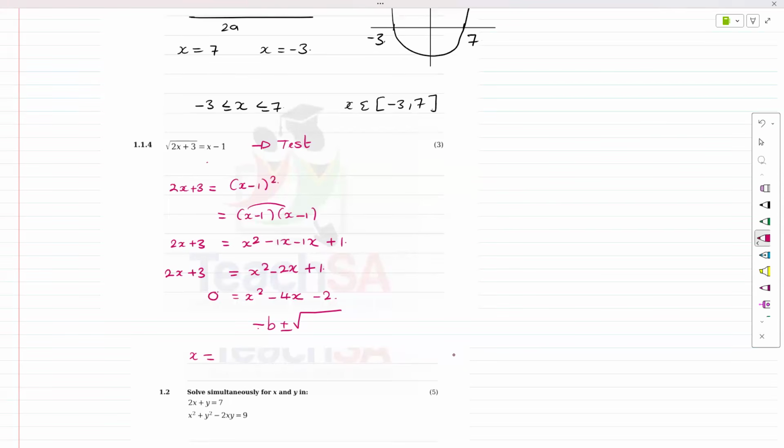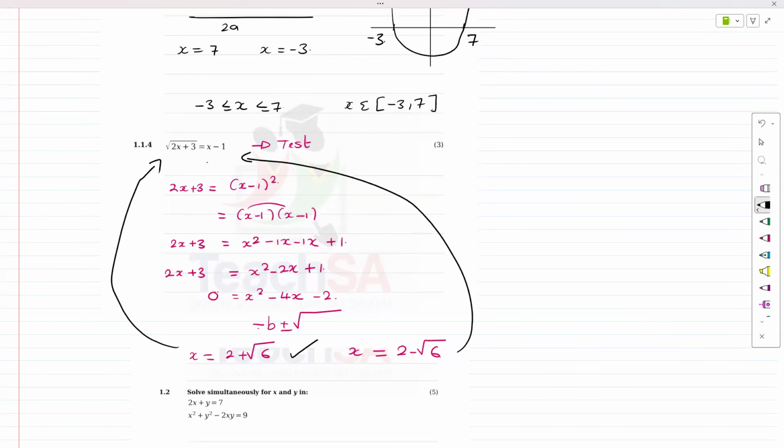Guys, I get an answer that makes me think I'm wrong, but since I did this question before, I know I'm not wrong. But most of the time, you would not get answers. I guess you would get whole numbers. But for now, both of these work. So I'm going to put this into the question, and this one works out. I'm going to put this into the question, and this one does not work out. So you get an extra mark for saying it does not work out.